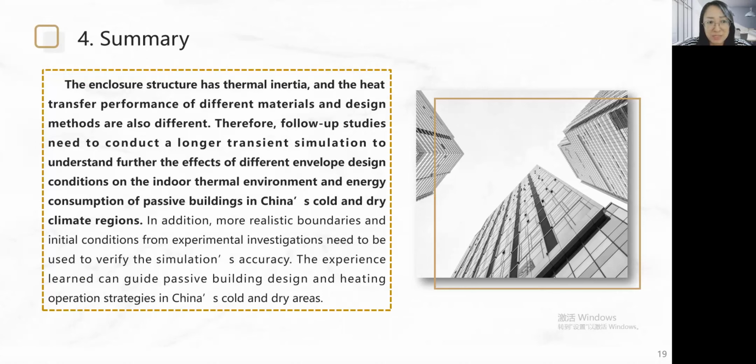Therefore, follow-up studies need to conduct a longer transient simulation to understand further the effects of different envelope design conditions on the indoor thermal environment and the energy consumption of passive buildings in China's cold and dry climate regions. In addition, more realistic statistical boundaries and initial conditions from experimental investigations need to be used to verify the simulation's accuracy. The experience learned can guide passive building design and heating operations strategies in China's cold and dry areas.